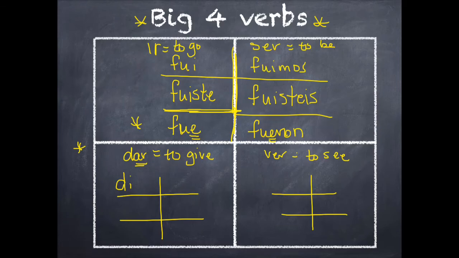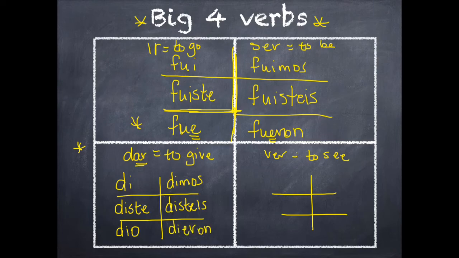So, tú, can you imagine what it's going to be? Diste. Él, usted, dio. No accents because it's underneath that bar. It's one of the irregulars. Nosotros dimos. Vosotros disteis. Ellos, ellas, ustedes dieron.